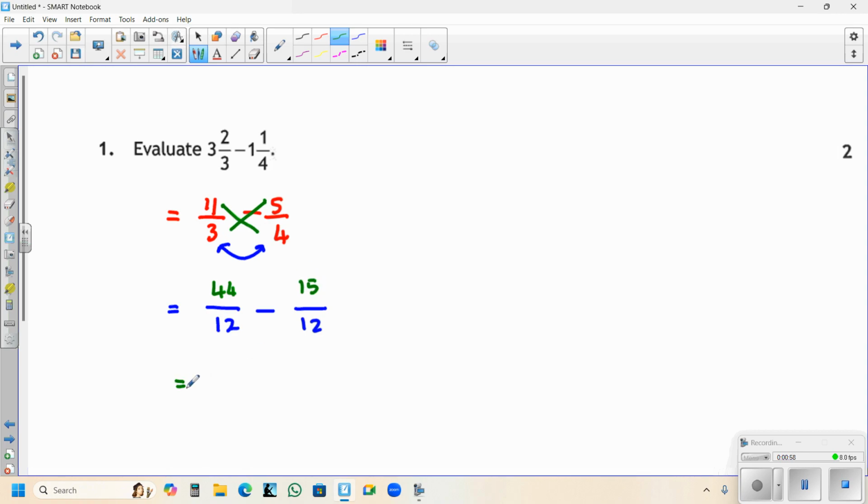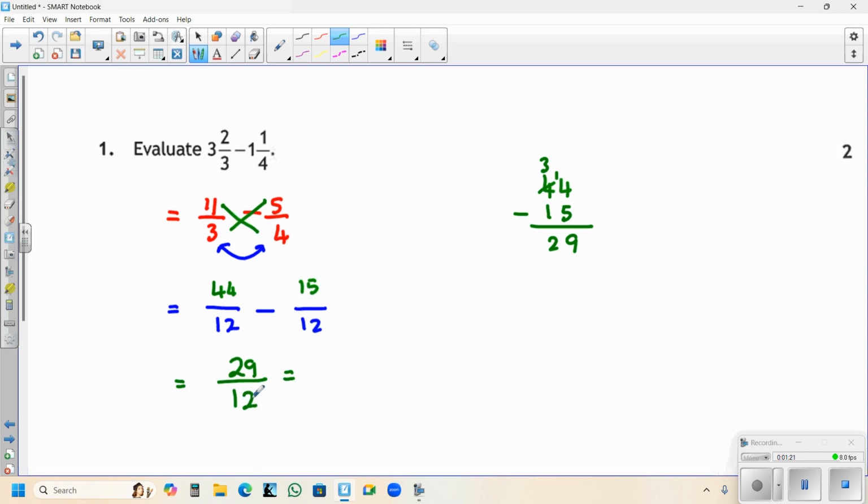So when you're doing this, be very careful. Do your sum at the side of the page. 44 take away 15. 4 take away 5 can't do. Change that to a 3. That becomes 14. 14 take away 5 gives me 9. And 3 take away 1 gives us 2. Don't do any sums in your head. Make sure you write everything down because you've got to be precise.